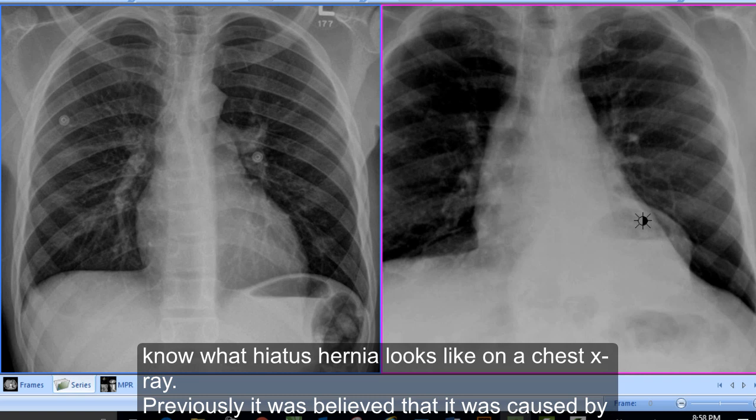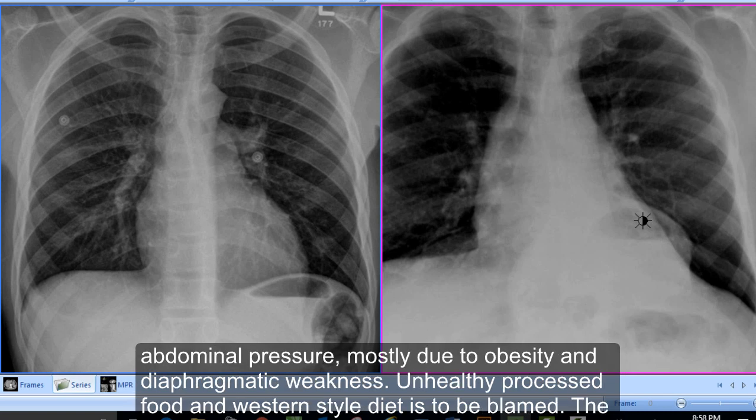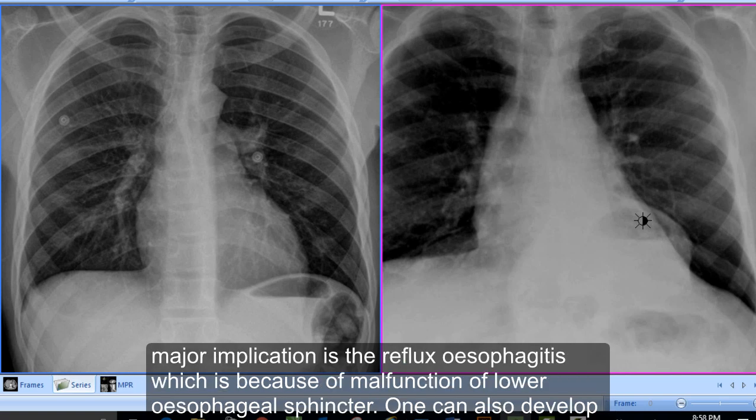Previously it was believed that it was caused by congenital shortening of the esophagus, but we now know that this is not true. It is now believed to be a result of a combination of increased intra-abdominal pressure, mostly due to obesity, and diaphragmatic weakness. Unhealthy processed food and Western style diet is to be blamed. The major implication is reflux esophagitis, which is because of malfunction of the lower esophageal sphincter.